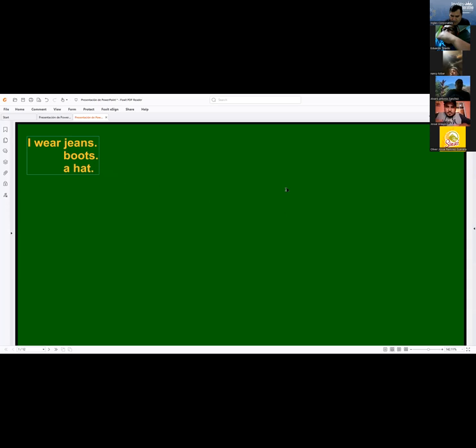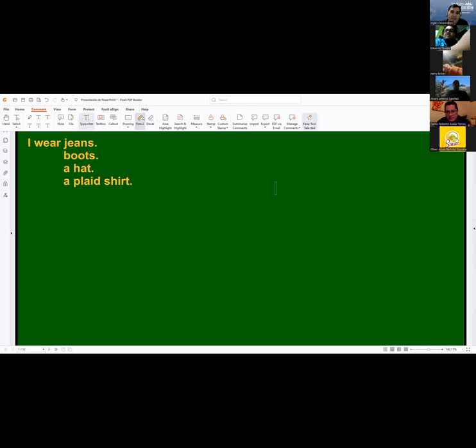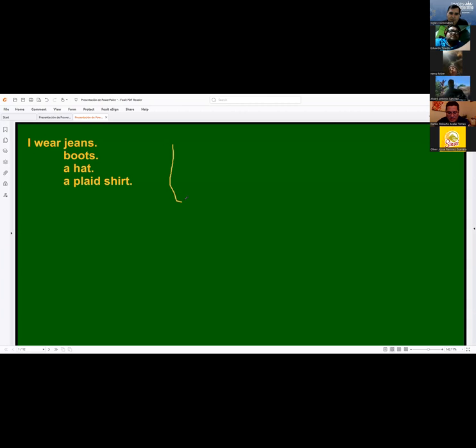I wear a plaid shirt. Okay. Check. I wear jeans. Do you understand boots? Yes, botas. I wear boots. And I wear a hat. Sombrero. Llevo sombrero. Oh, I wear a hat. Beautiful.